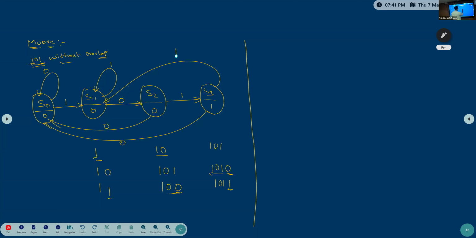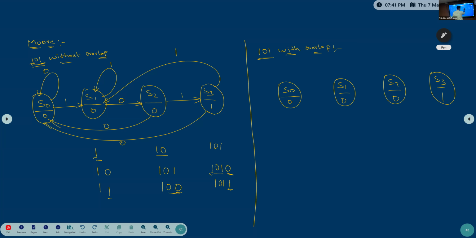So keep a heading: 101 with overlap. So now S0 by 0, S1 by 0, S2 by 0, S3 by 1.